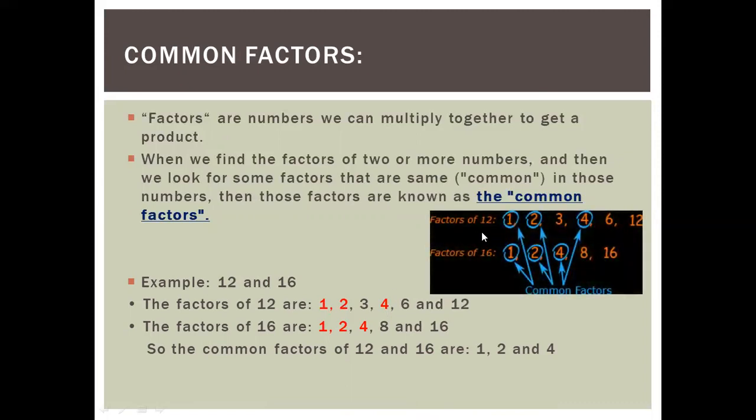So this is the way we do it. We find the factors of 12, then we find the factors of 16. In the next step, we look for the common factors, which you see we have circled: 1, 2, 4 in 12 and 1, 2, 4 in 16. So these are the common factors.